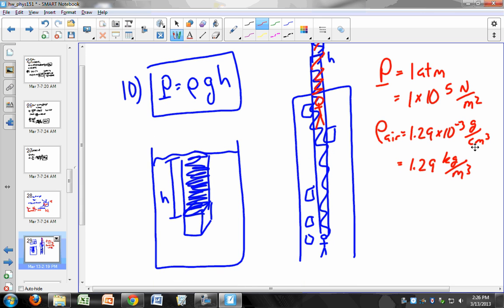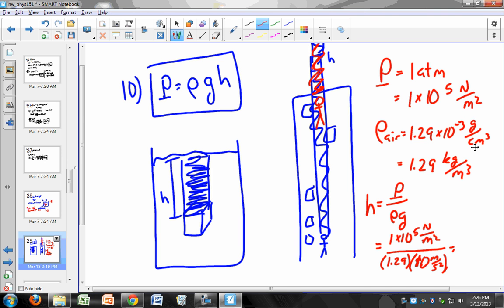And so if I just want to do a rough calculation for h, what is the height of this column of air that sits on top of your head? It's going to be P over rho g, the pressure over rho times g. That pressure is 1 times 10 to the 5th newtons per square meter divided by 1.29 times 9.8, or just times 10 meters per second squared. So that's 1 e to the 5. And I get 7,800 meters.